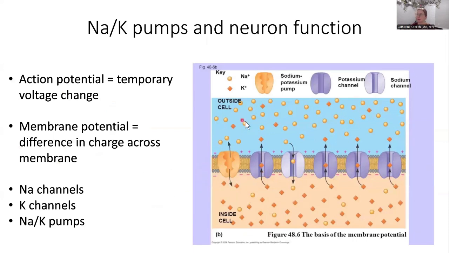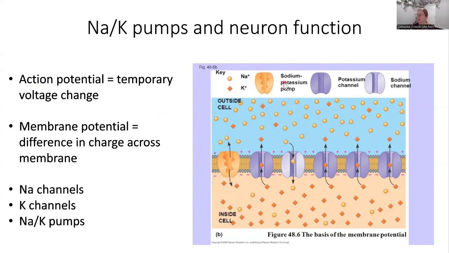Here, I have outside my neuron and I have inside my neuron. When we send a signal down the neuron's axon, we call it an action potential. An action potential is literally just a temporary change in voltage. Voltage is the measure of positive and negative in electricity. The membrane potential is the potential for a change to occur in the membrane. And that happens because of these sodium-potassium pumps. So let's check out this figure here.